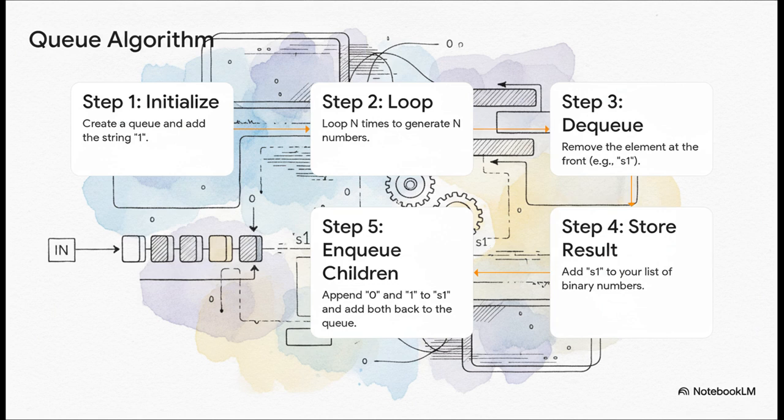It's actually pretty simple. You start with an empty queue and just add the string 1 to it. Then you kick off a loop, and on each pass, you dequeue whatever is at the front. Add that number to your results list. And then, and this is the really cool part, you create its two children by just adding a 0 and a 1 to the end of it. Then you enqueue both of those new numbers.